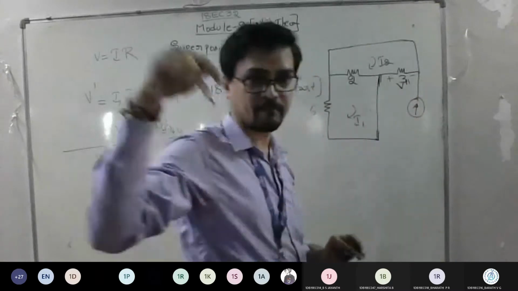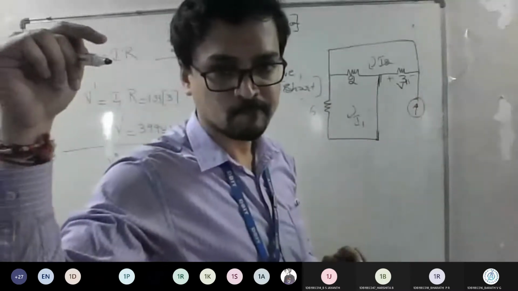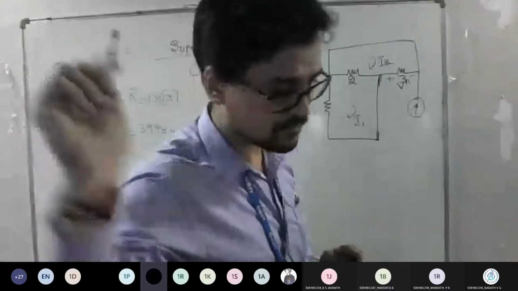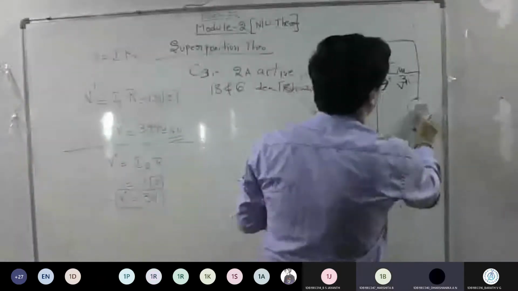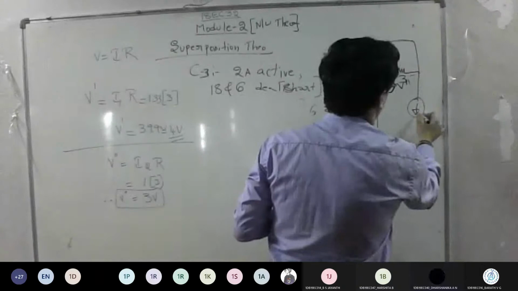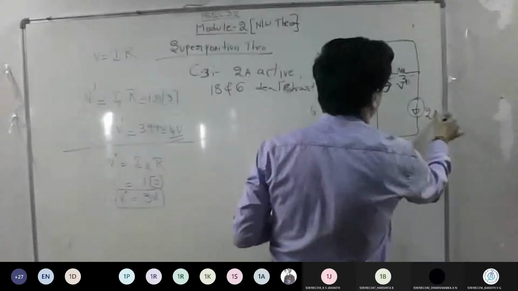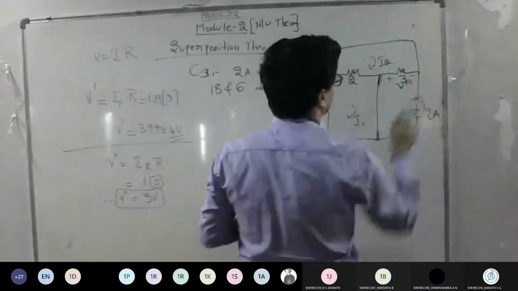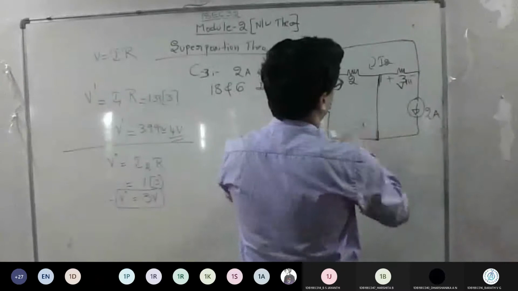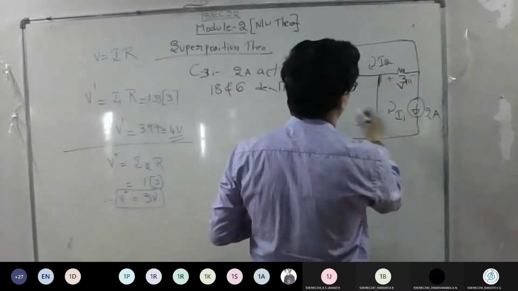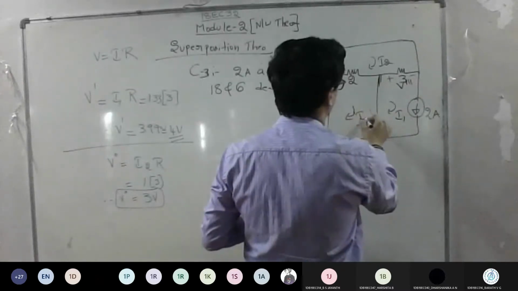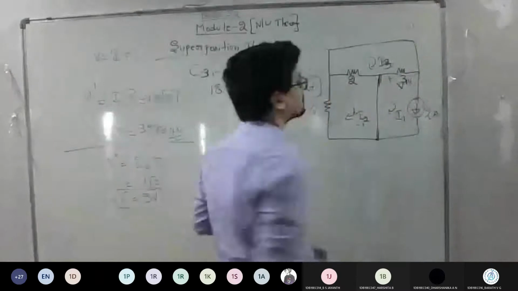Is it downward or upward I give? Downward, sir. Okay. So this is your 2 amp current, right? So this becomes V triple dash. So now I can make the naming I1, I2, I3.